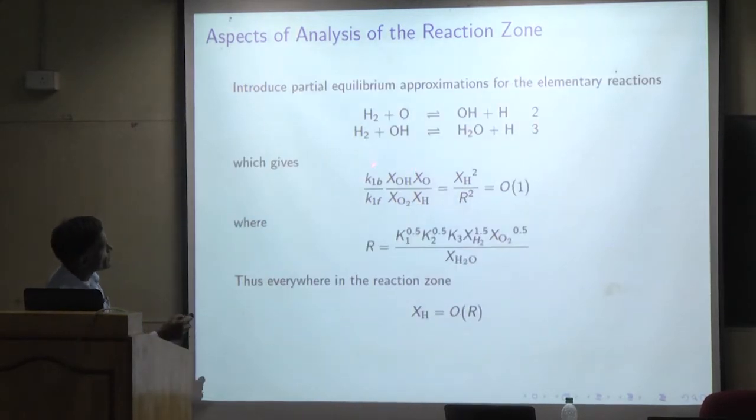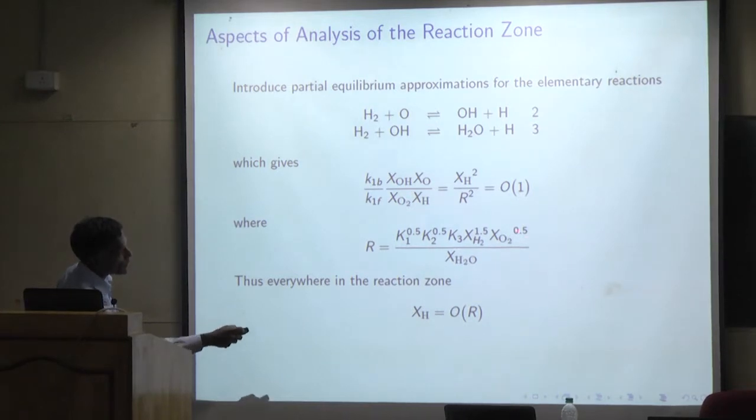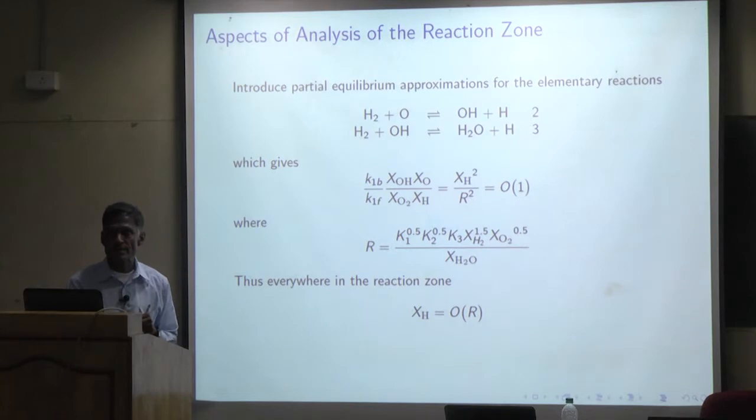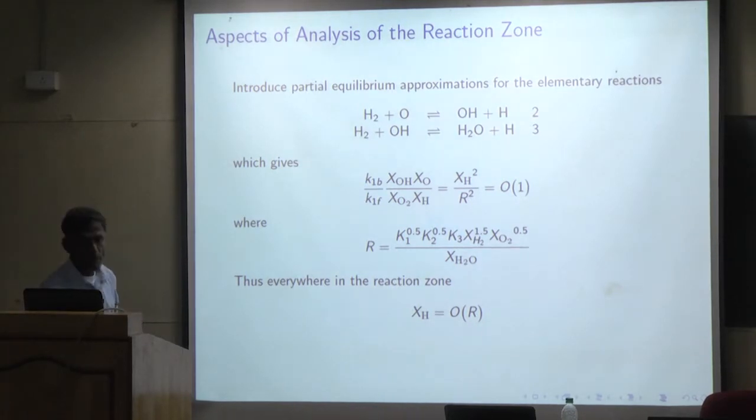If you take this particular rate, it can be written in this form: X of H over R squared. This is what comes out. Since I want that to be 1, you can see that X of H must be of the order R. If X of H is of this order, the radical is of that order, then that step remains in the equation. Is that okay?